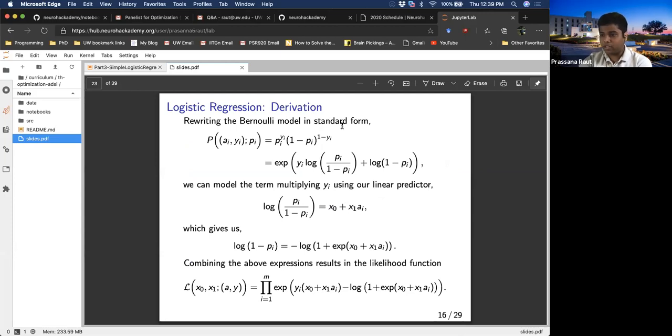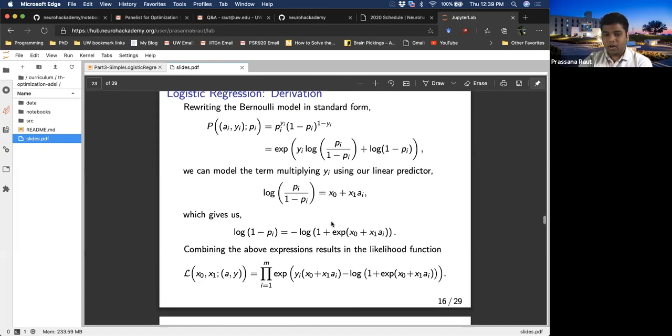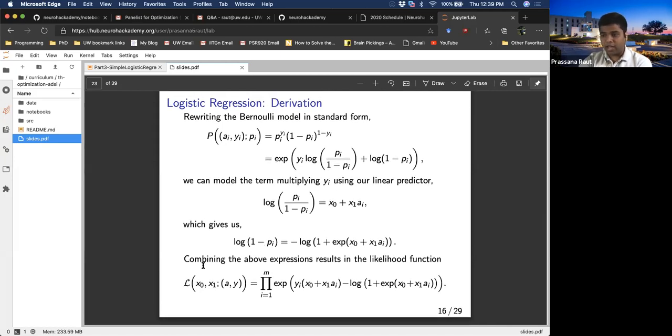We manipulate this expression to bring it in a form where the log odds term becomes visible. The ratio of p over 1 minus p is called the odds of the event. If p is 1, then the odds are infinite, and if p was 0, the odds are 0. We model this log odds term using the linear predictor. Putting everything together and multiplying the probabilities of all data points, we obtain the likelihood term.